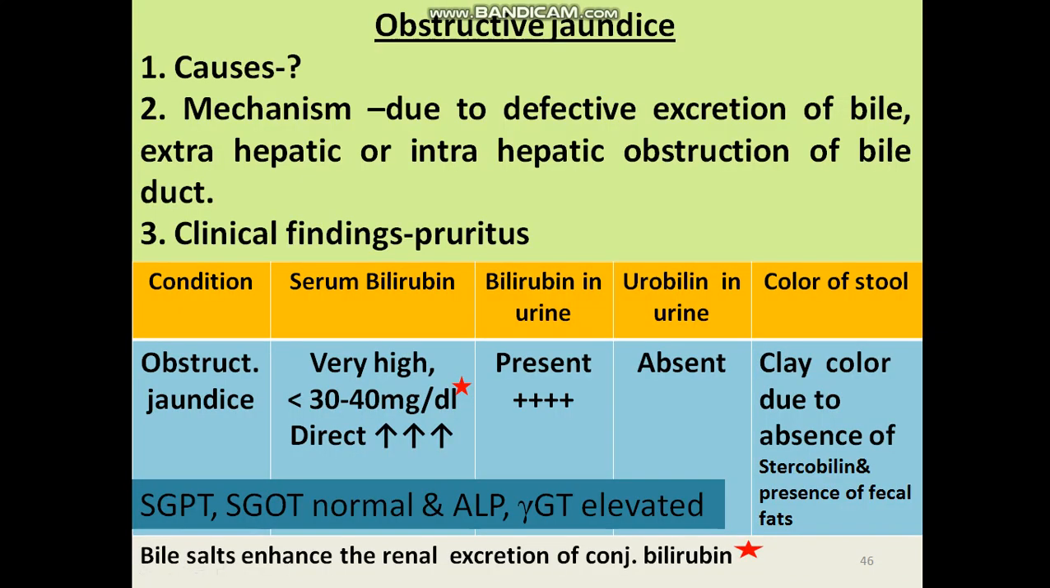This is the major pathway, and these dotted lines are the minor pathway. Now next is obstructive jaundice. It is due to defect in excretion of bile. It is either extrahepatic or intrahepatic obstruction of the bile.